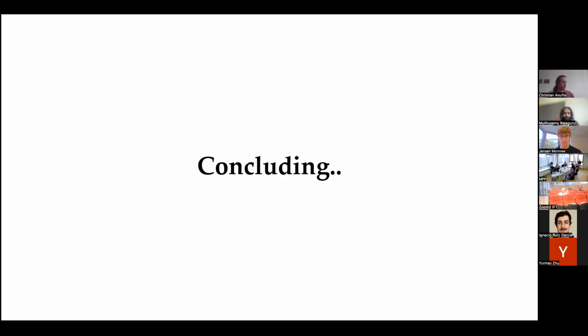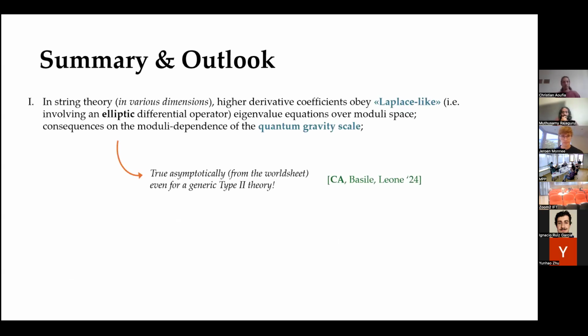Okay, so given this, I can conclude. So we have seen that in string theory, in various dimensions, higher derivative coefficients obey Laplace-like eigenvalue equations over moduli space. And this is also true asymptotically, even for generic type II theories, which is something that I did not have the time to discuss here, but is present in this paper here. And this is a worldsheet computation, so you can take really a generic CFT. And we've seen also that this has consequences on the moduli dependence of the quantum gravity scale.